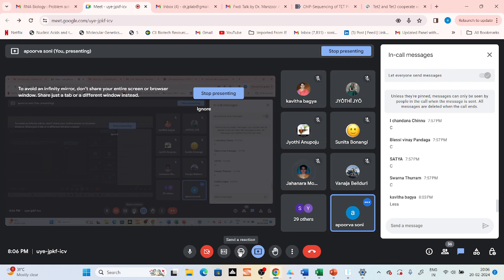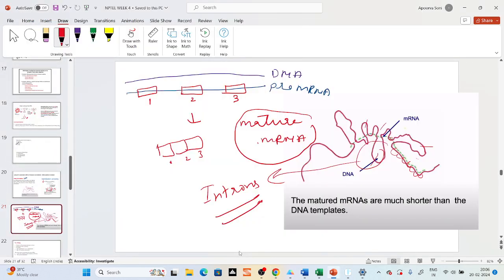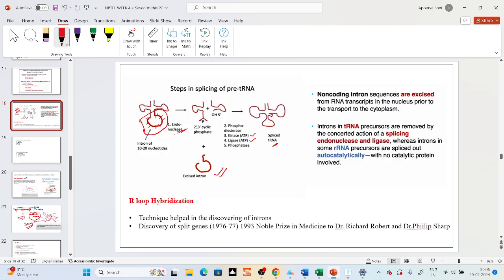Yes, ma'am. Okay, fine. So this is an important concept, a very interesting concept also. This R-loop hybridization concept has led to the Nobel Prize for Dr. Richard Roberts and Dr. Philip Sharp.